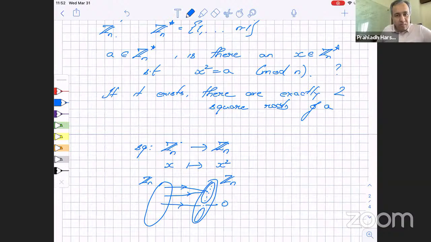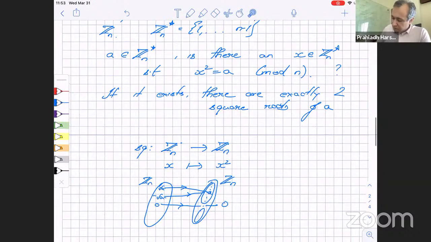Is the picture clear over here? What I want to say is every guy goes to some element over here, but once some element goes here, there will be another element that also goes to it, because that element has to have 2 pre-images. In particular, if this is square root a, this will be minus square root a. They will both get mapped to a. Of course, 0 gets mapped to 0. Everything from here is going to get mapped over here, but there are some guys over here which possibly don't have any pre-images. Now, how many guys will not have pre-images?